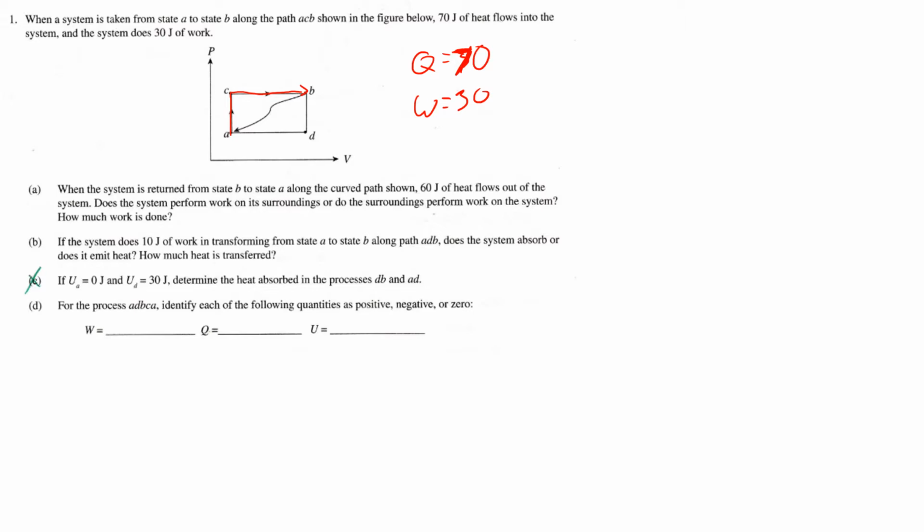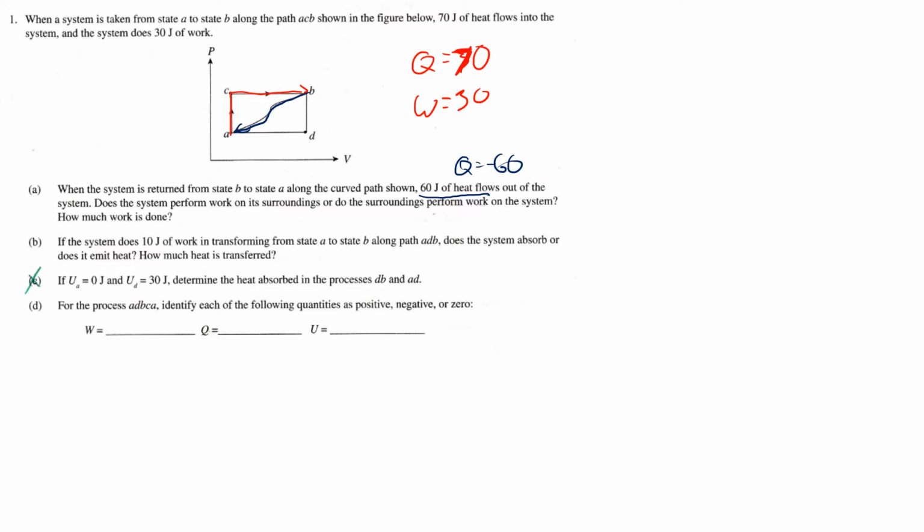When the system is returned from state B to state A along the curved path, which is this one, in case you weren't sure, 60 joules of heat flows out of the system. So Q is equal to negative 60. We're talking in and out here. Does the system perform work on the surroundings, or do the surroundings perform work on the system? How much work is done?